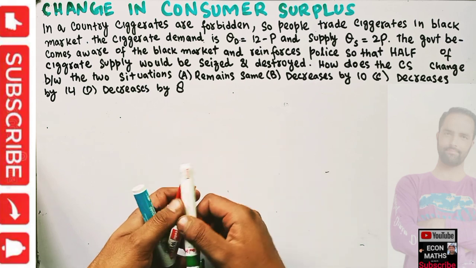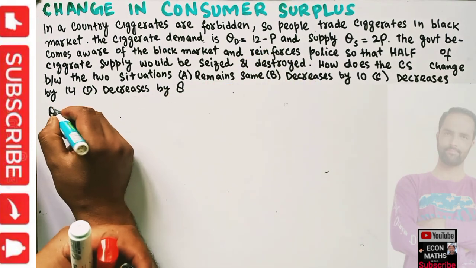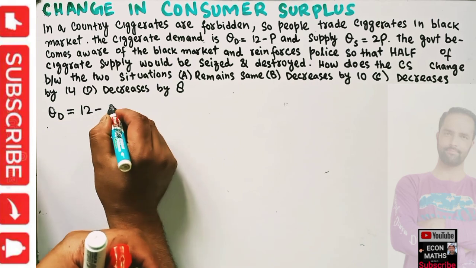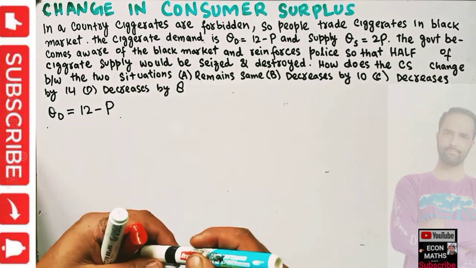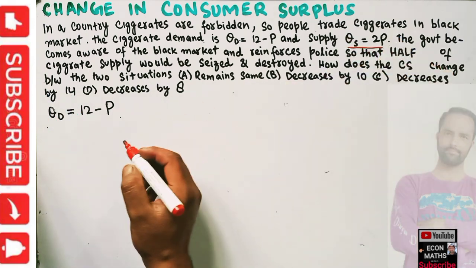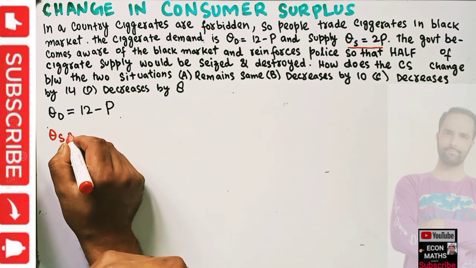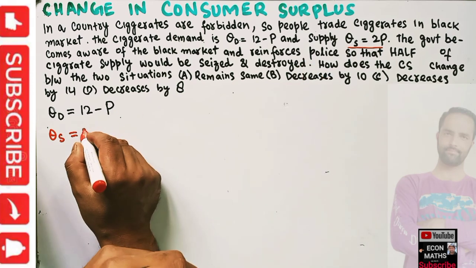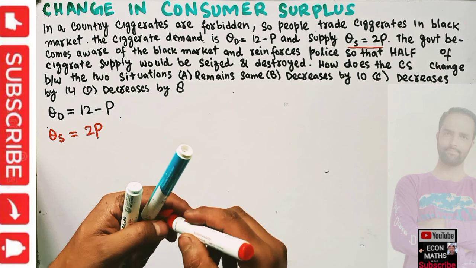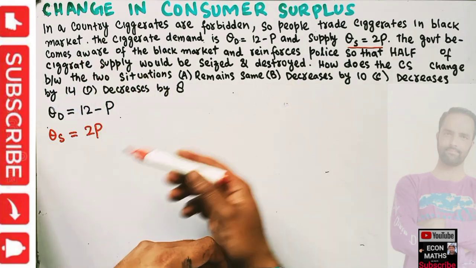So let us see what we are being given. The quantity demanded of the cigarettes is equal to 12 minus P. This is constant, this will not change. Also we are told the quantity supplied is equal to 2P. This is the quantity demanded, this is the quantity supplied. This is the case before the supply is destroyed by half.